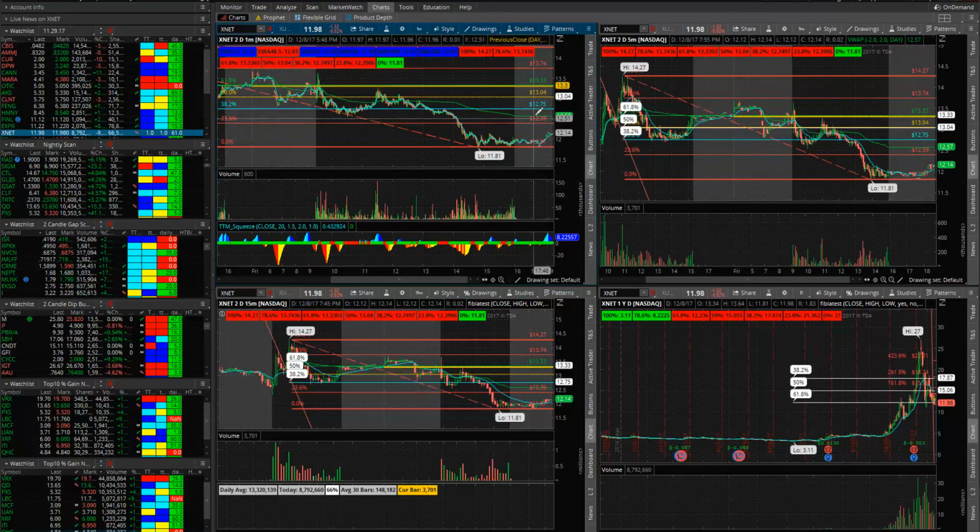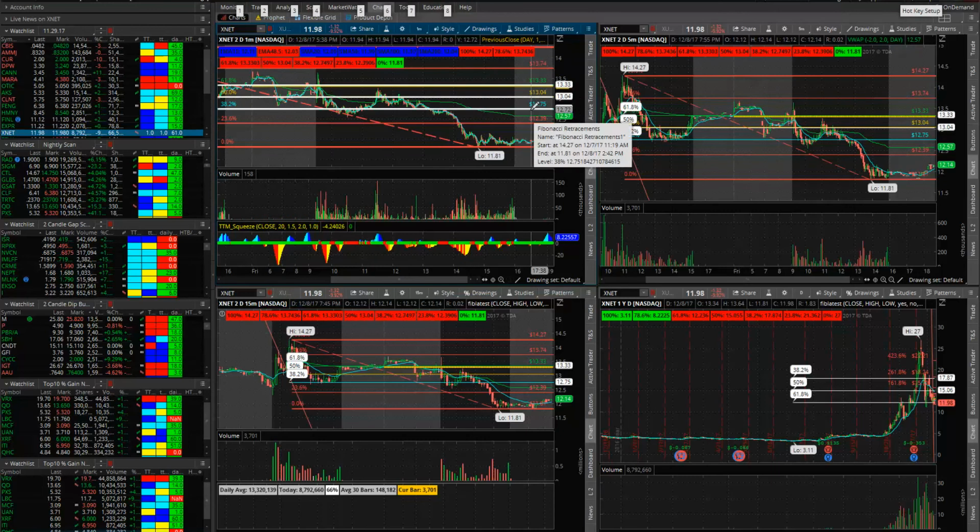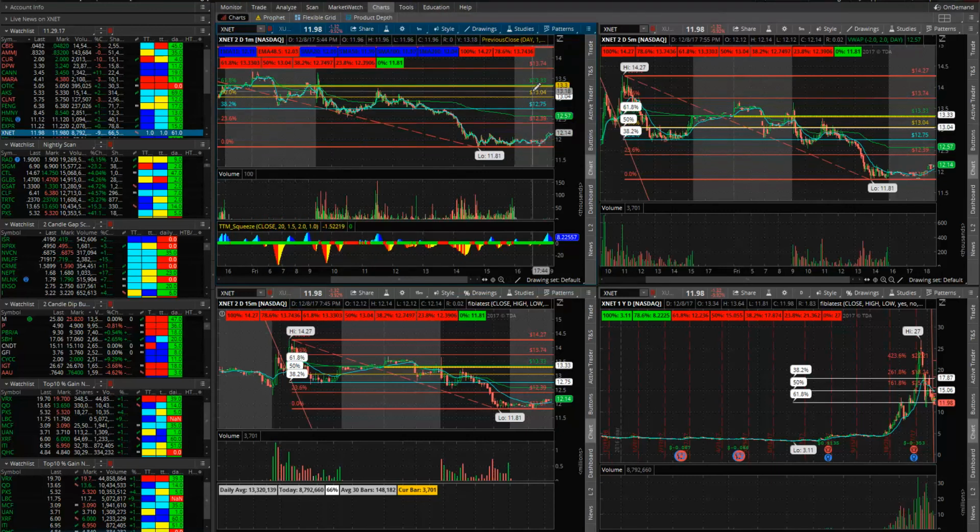What I would be looking to see is whether it gets rejected by the 38, 50, or 61, and if it gets rejected, it's telling me it's still in a bearish trend, and I would short it based off one of these levels. And it makes trading a lot easier when you play off fibs.